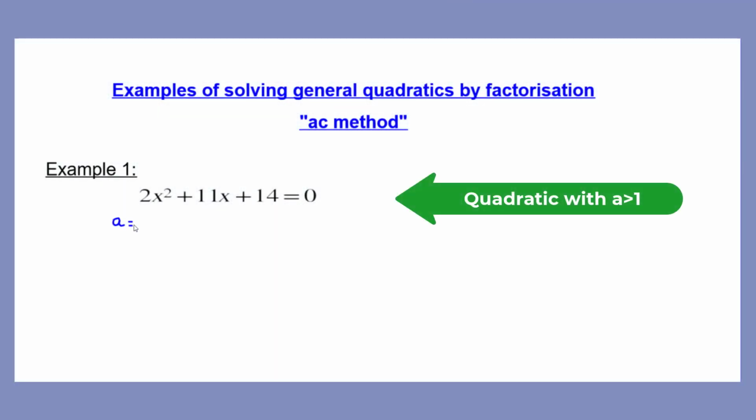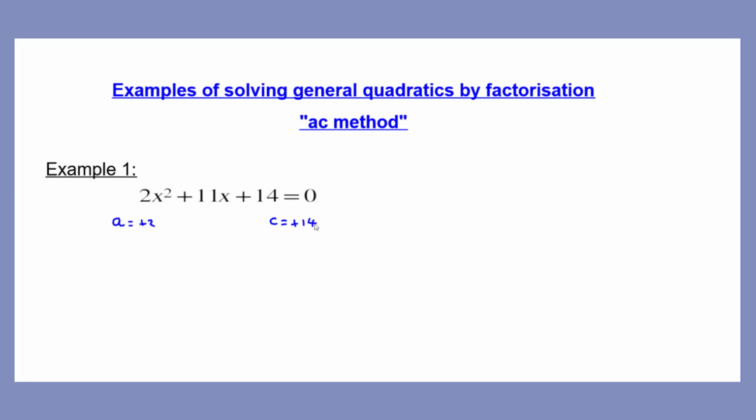In our first example, we have a is equal to 2, and then we have the two factors b and c, which in this first example will be positive values. So c is plus 14 and b is plus 11. I'm going to use the AC method in order to factorize first and then solve this quadratic equation.